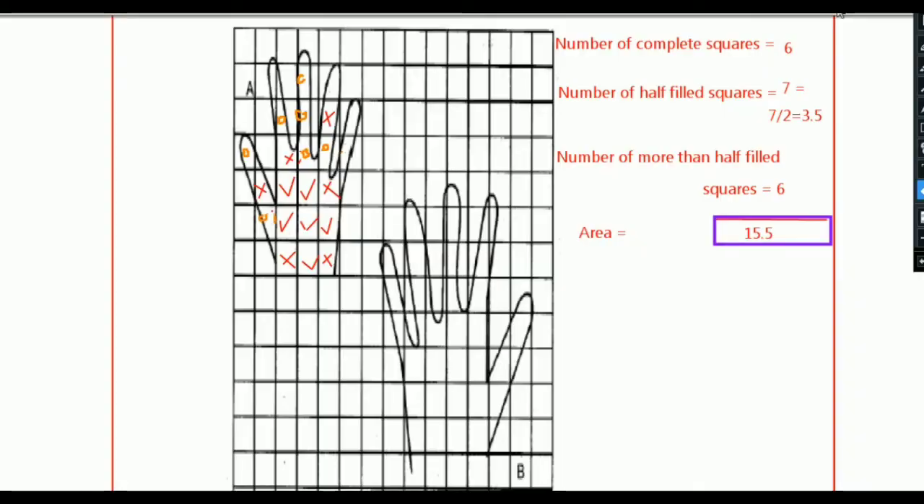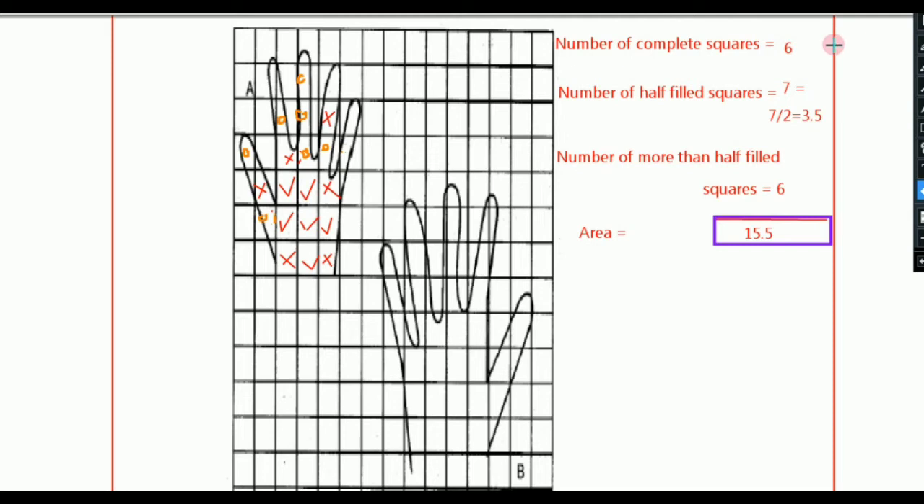So children, how will you decide whose hand is bigger, your hand or your friend's hand? Children, what should you do? First, you should trace your hand on a square sheet paper and name it A. Then trace your friend's hand on a square sheet paper and name it B.